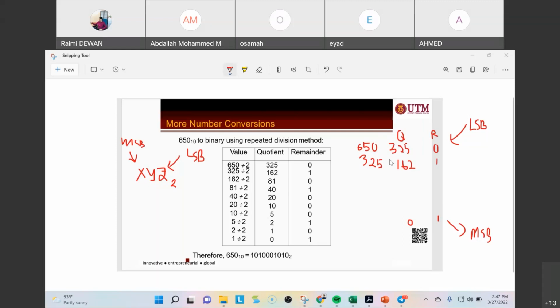Okay Osama, this one is 325 divided by 2. If you see 325 divided by 2, the calculator will give you the answer. I use the calculator to be faster. So it is 162. Oh, it should be 324. Wait. Okay, so it's like this.